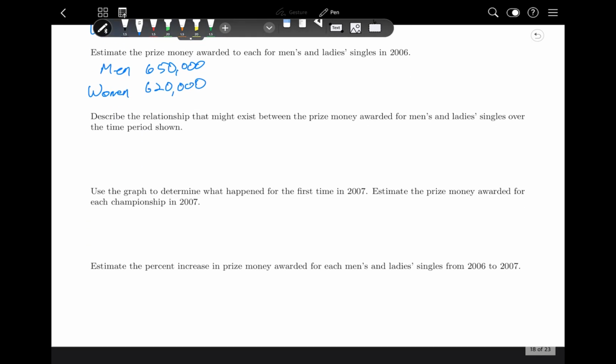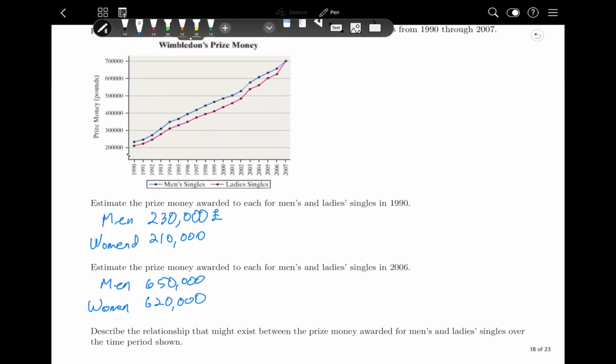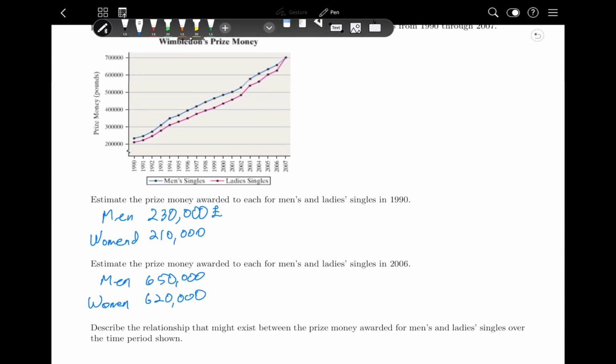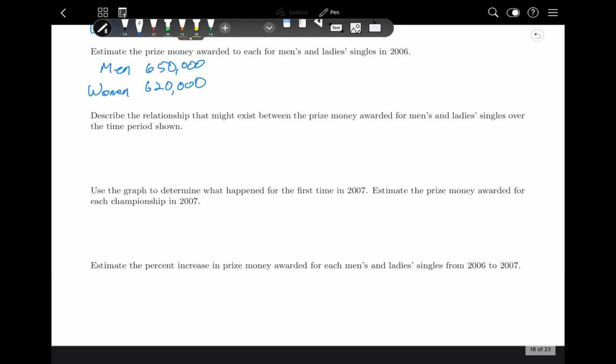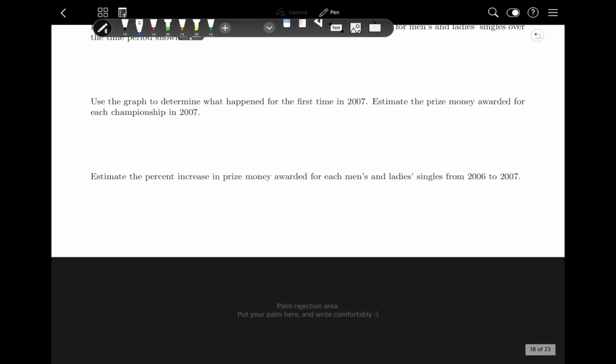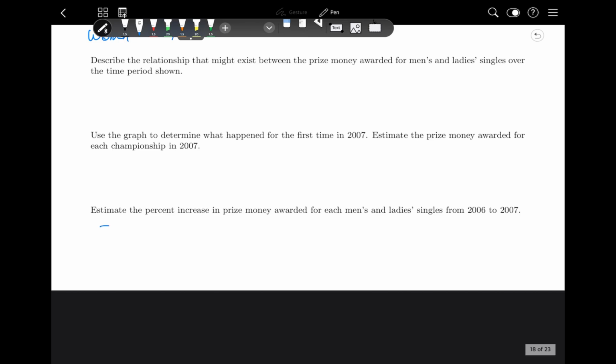And then it says, estimate the percentage increase in prize money awarded for men's and ladies' singles from 2006 to 2007. We have the numbers here for 2006. In 2007, it looks like they both made £700,000 for the winner. And percent increase, remember, is just the ending amount minus the starting amount, divided by the starting amount, times 100%. I'll just do it for the men. Actually, let me go and write it out.